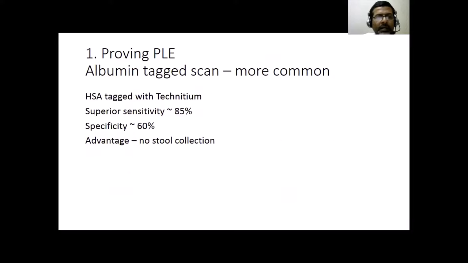The more commonly done test is an albumin tag scan. Albumin is tagged to technetium and then injected. And if there is leak into the bowel, the radioactivity can be picked up in the lower part of the abdomen. It's got a reasonably good sensitivity and a moderate specificity. The biggest advantage is there is no stool collection required in an albumin tag scan.